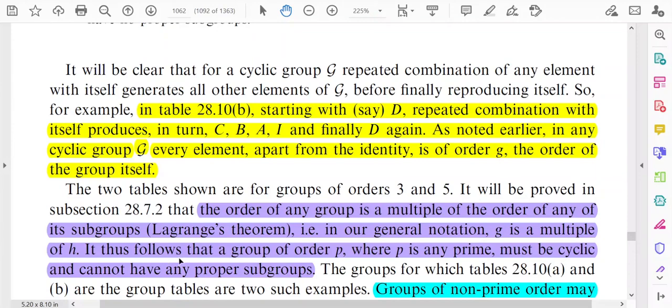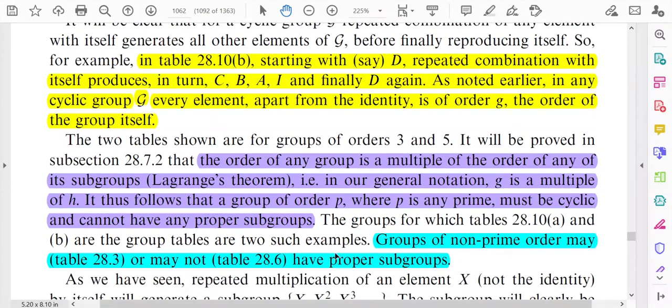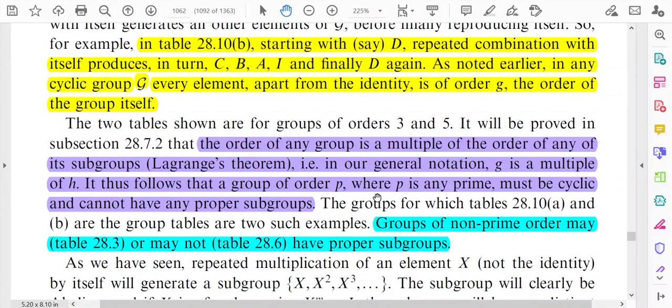It thus follows that for a group of order small p, suppose there is a group whose order is p, but p is a prime number. If p is a prime number, then it cannot be an integral multiple of something. So we can say that a group whose order p is prime must be cyclic in nature, because it cannot have any proper subgroups.